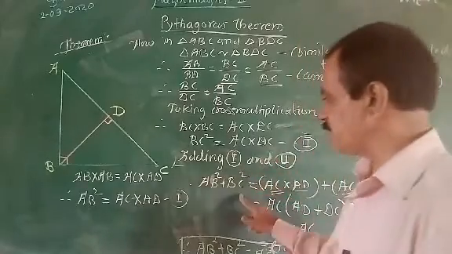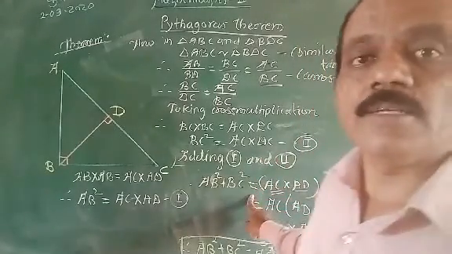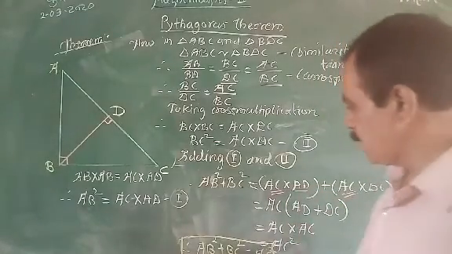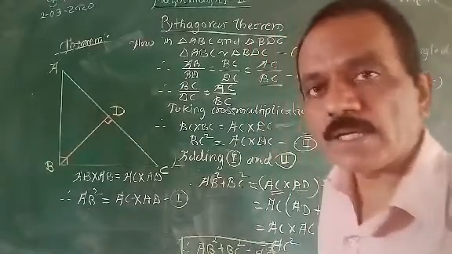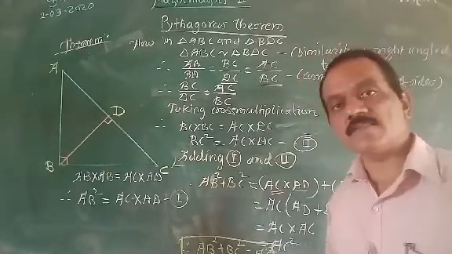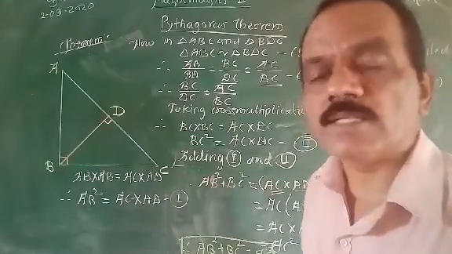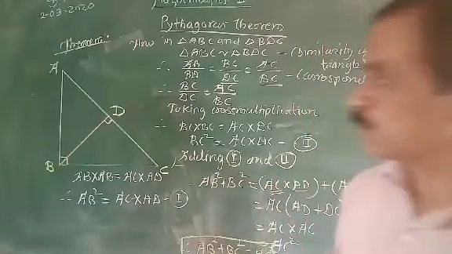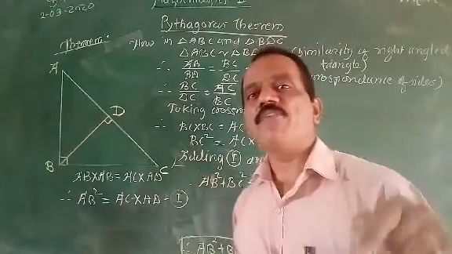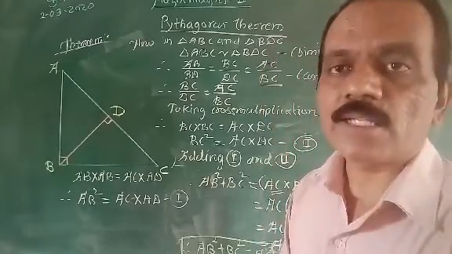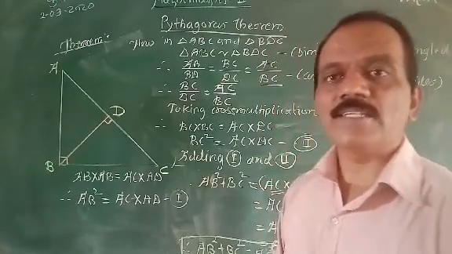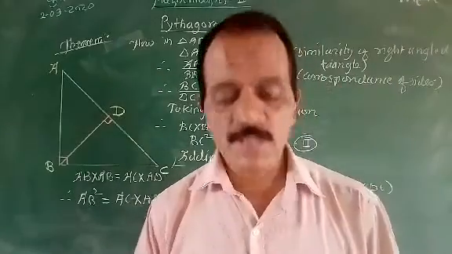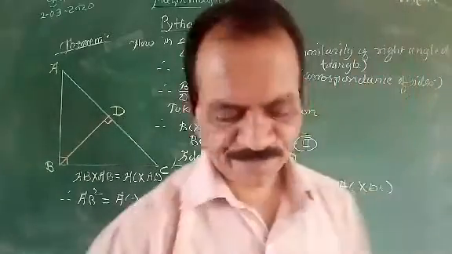Then adding the first and second, we get AB square plus BC square is equal to AC into AC, so AB square plus BC square is equal to AC square. This is simple from the statements we gave. Here we use the similarity of right angle triangles, a previous theorem we studied, which is applicable in this theorem. This is the most important. Now we take the second one, the converse of Pythagoras theorem.